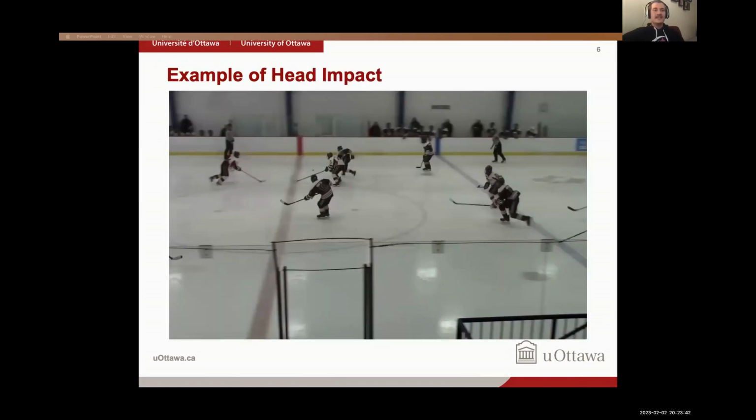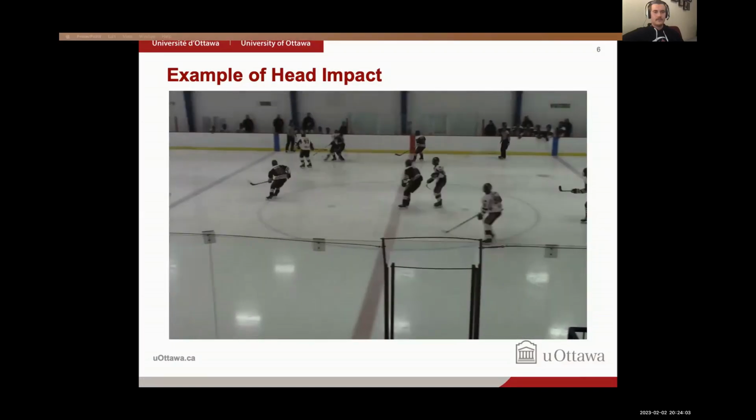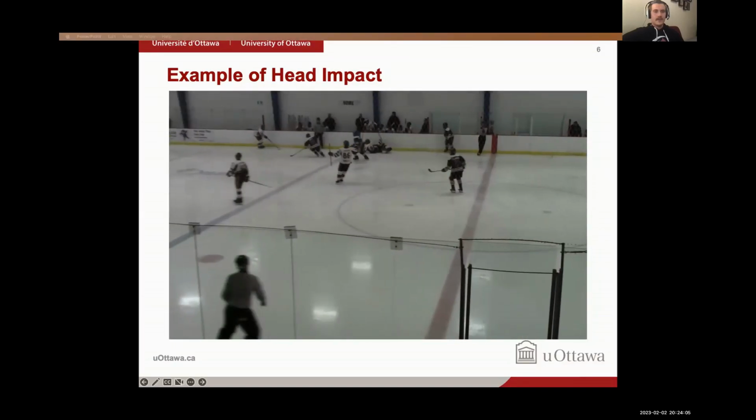This is an example of a shoulder to the head, and it's also a head to ice collision. You see the player in white make contact with the player in the burgundy uniform. You'll see the white player's shoulder contact the head, and the player's head will hit the ice. I'll run that back just one more time.